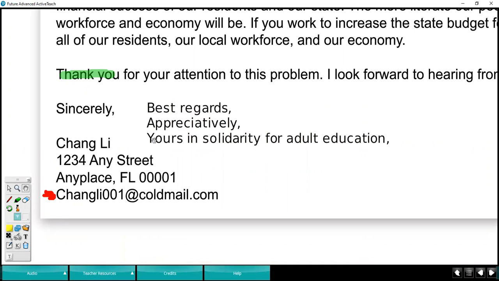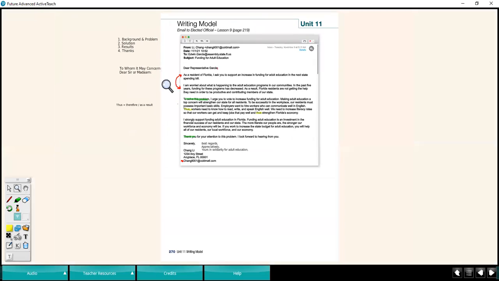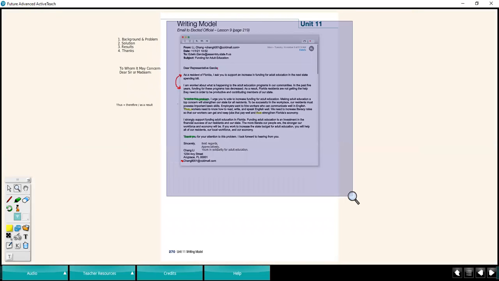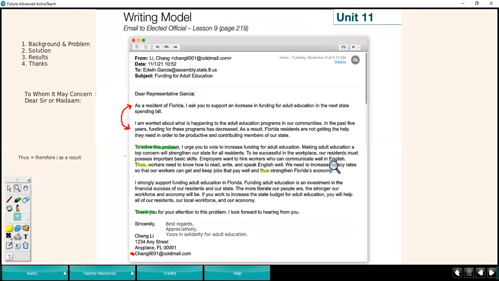education, you can use a phrase like this: yours in solidarity for, and then your topic for adult education, for public transportation, for a beautiful apartment complex. And so you can bring your topic into your farewell if you choose to.